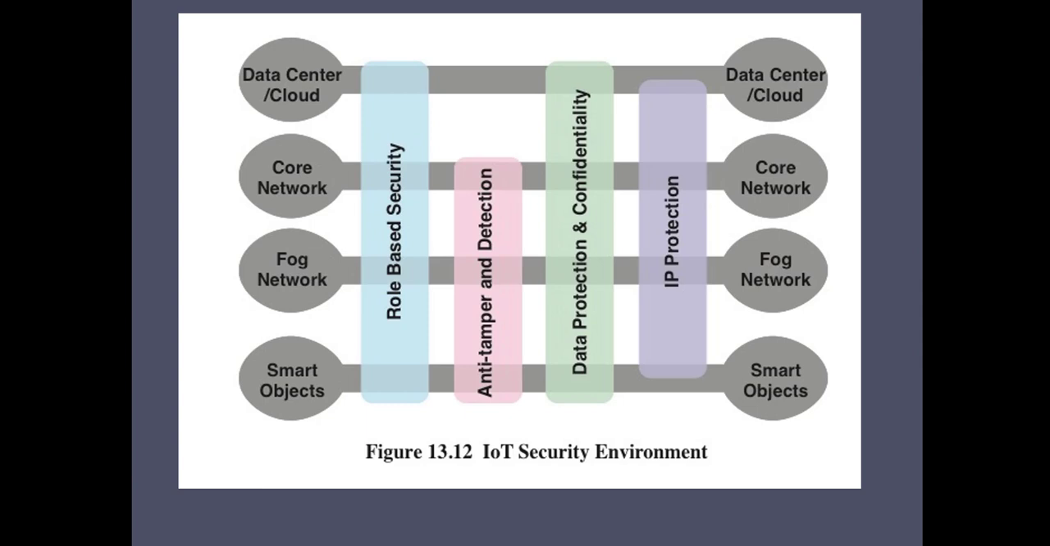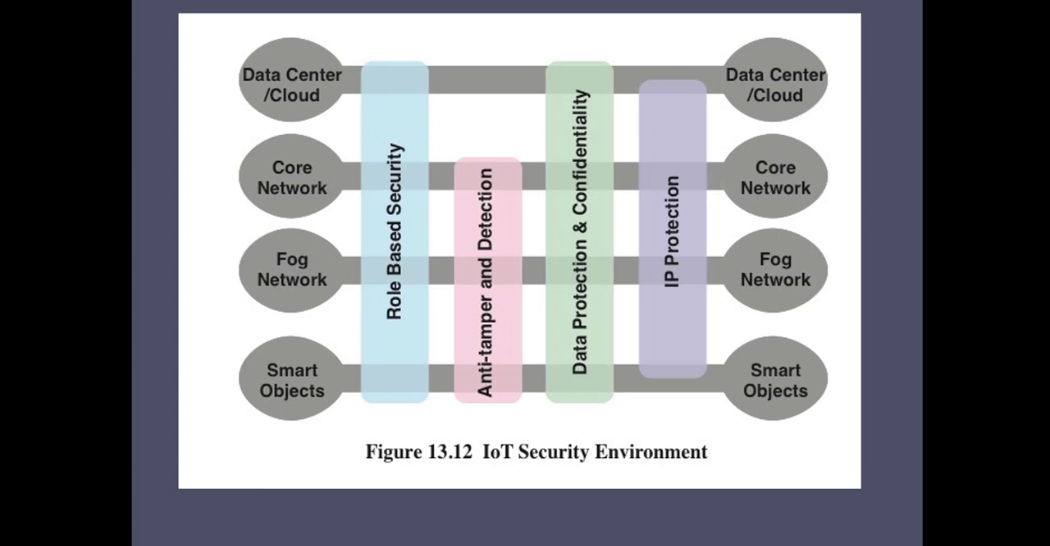And then the next one is anti-tamper and detection. Mainly, all of these levels may involve components that are physically outside the area of the enterprise. This is why it has to be protected, mainly by providing physical security, right?